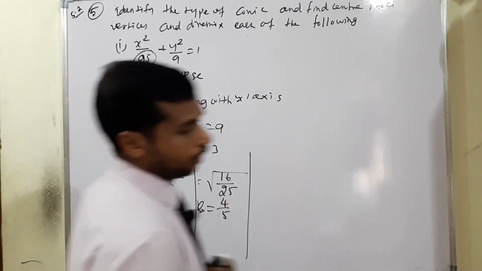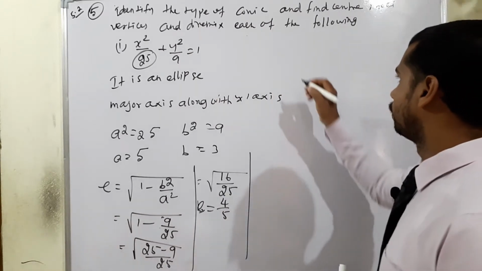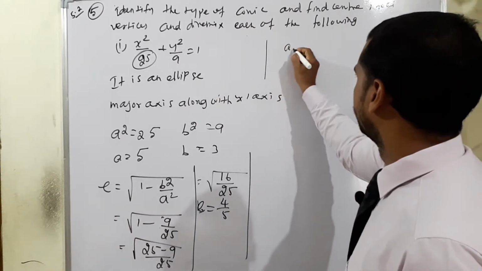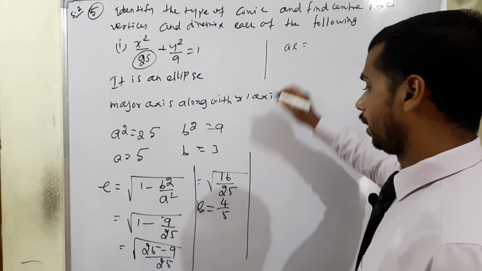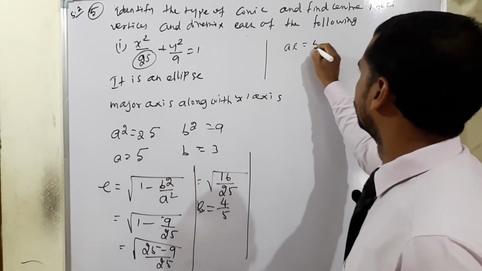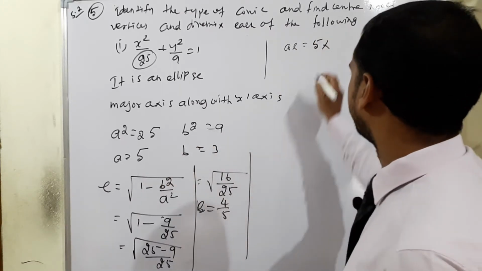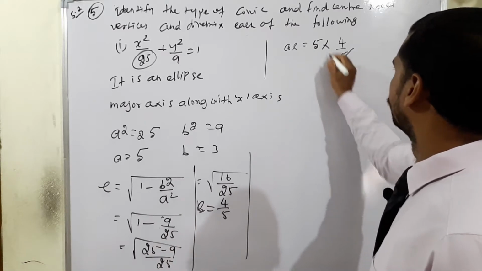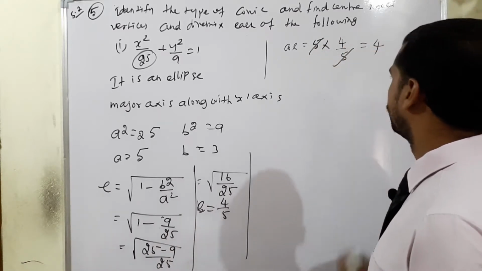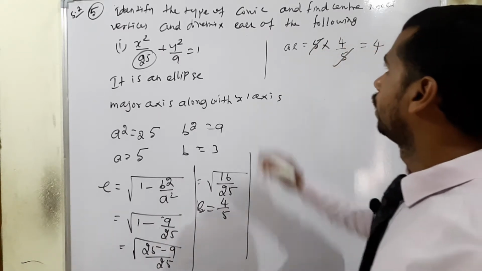After getting the e value, we can apply ae for the foci. a value we know is 5, so 5 into the e value 4 by 5. The 5 cancels, so ae is equal to 4. Now we can write it one by one.